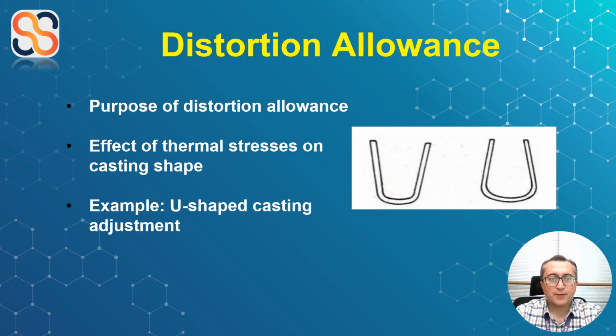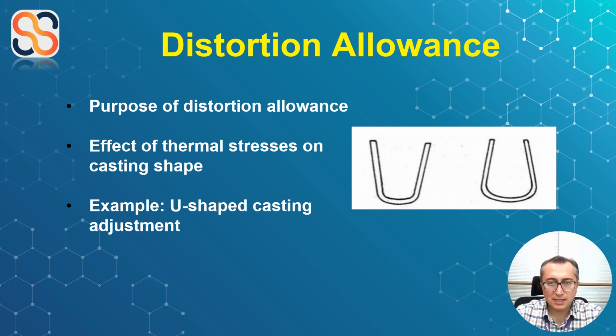Okay, how about distortion allowance? It is used for castings that tend to change shape during cooling. This shape change or distortion happens because thermal stresses build up unevenly as the metal cools. So, take a U-shaped casting as an example. As it cools, the closed end contracts, while the open end remains relatively fixed, causing the legs to spread apart.